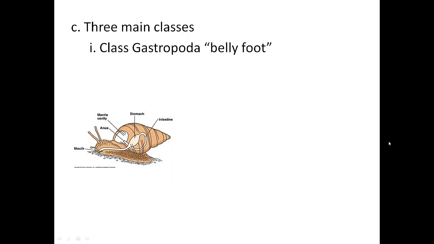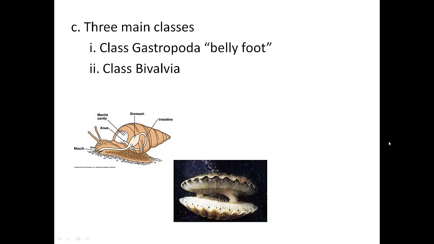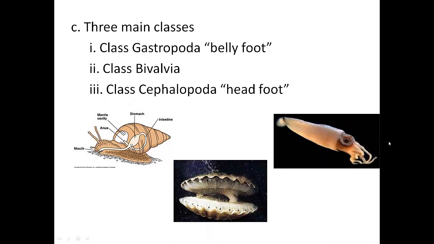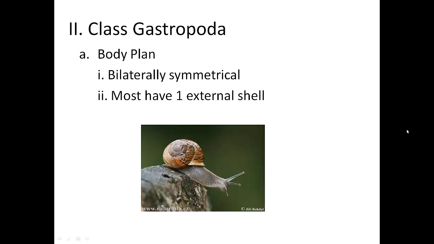Our three main groups of mollusks: gastropods. Gastro means stomach, poda means foot, so these are belly foot organisms. Bivalvia, bi meaning two, valve talks about a shell. And then cephalopoda means head foot, because these have really intricate brains and eyes, and they're actually very, very smart creatures. This video, like I said, focuses on gastropods. We'll look at the other classes in the next two videos.